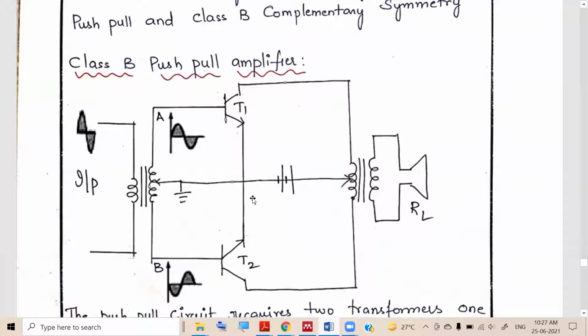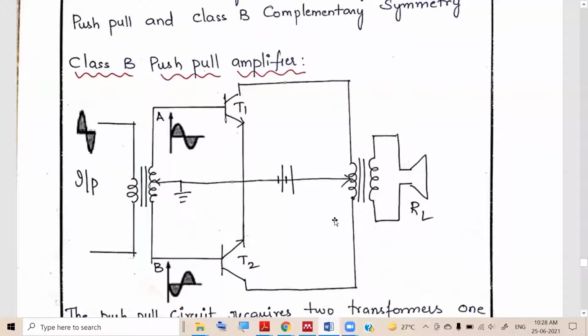So what happens during the positive half cycle? During the first half cycle, in this case, T1 will conduct and T2 will be off, so the signal flow will be in this path. During the second half cycle, T1 will be off and T2 will conduct, so the signal flow will be like this. So we have understood the functionality of this class B push-pull amplifier.